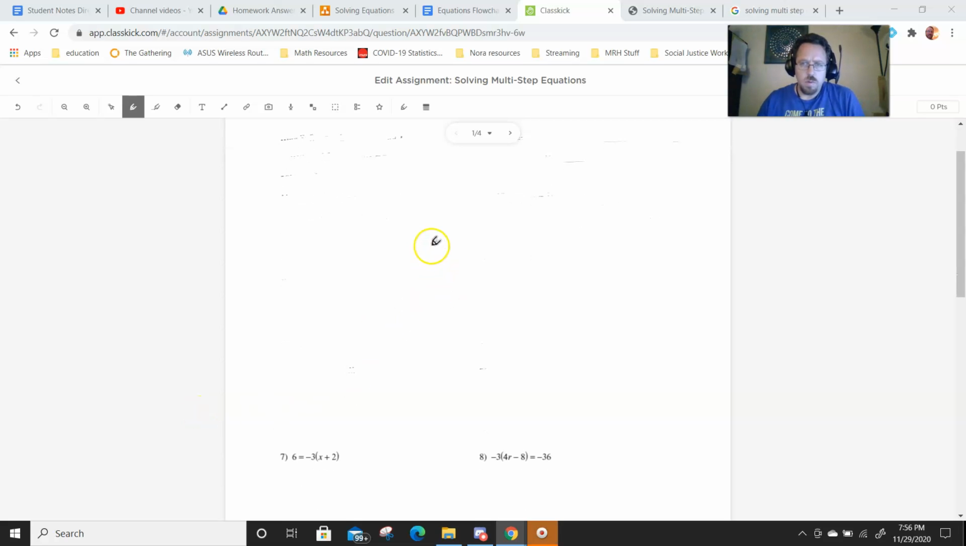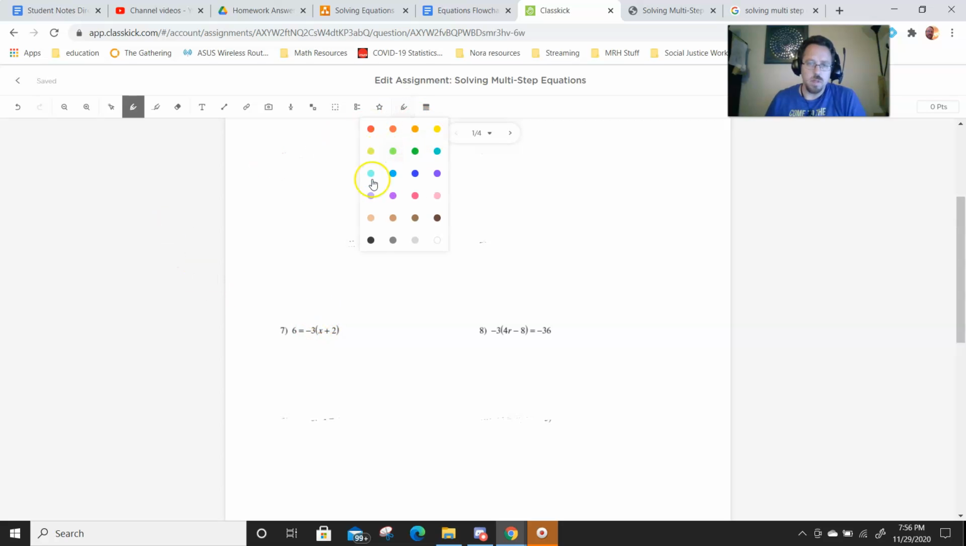All right, so our example problem, first one is going to be number 7. So let's go ahead and scroll down to that one. So I'm going to start off by just distributing my negative 3. So I distribute my negative 3. I end up with 6 equals negative 3x minus 6.